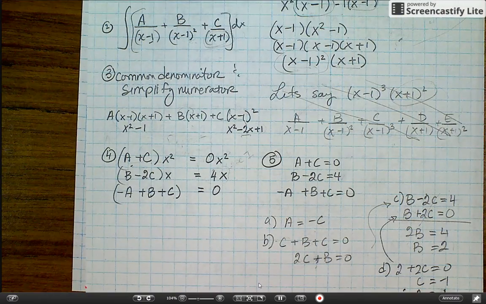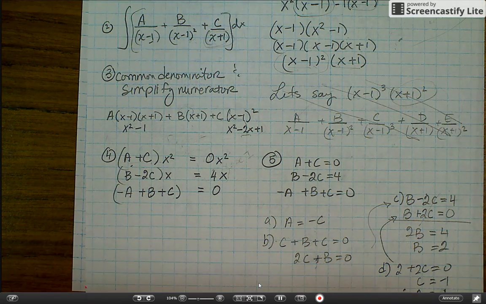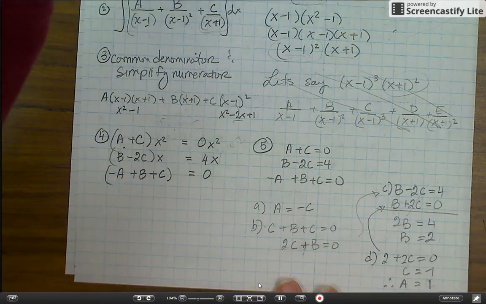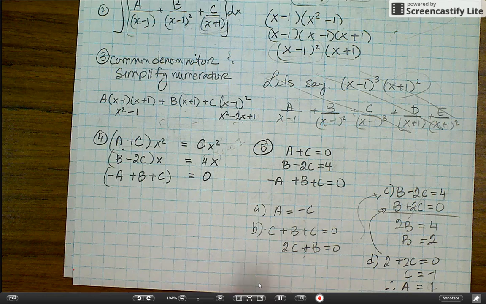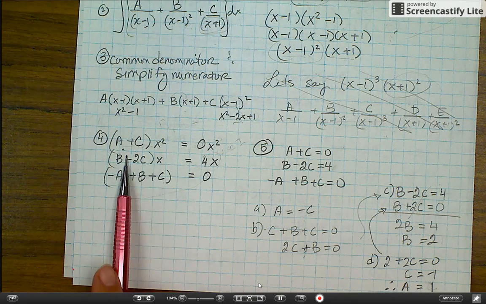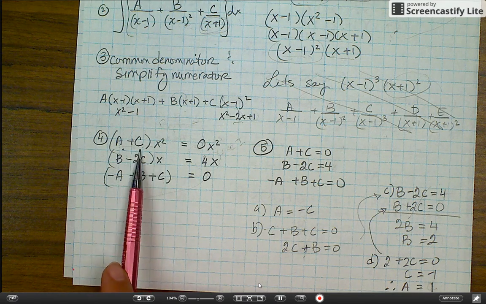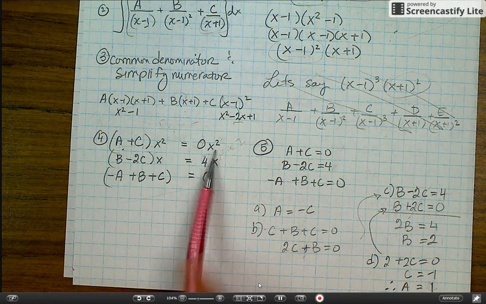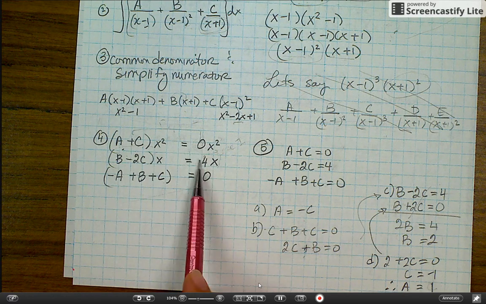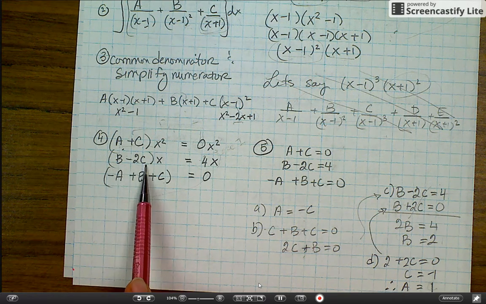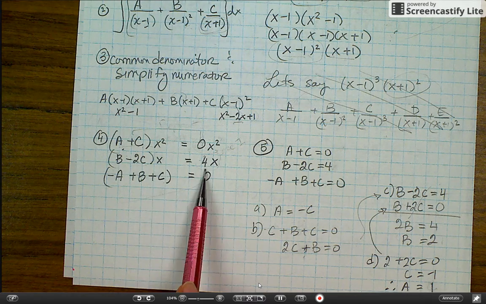Okay, so where we left off was right about here. And then we completed it. So I'm going to just show you really quickly what we did. We set up our system of equations again, got the like terms together, and we found out a plus c makes 0x squared. So therefore, a plus c makes 0, and b minus 2c times this x makes 4x. So therefore, this makes 4.